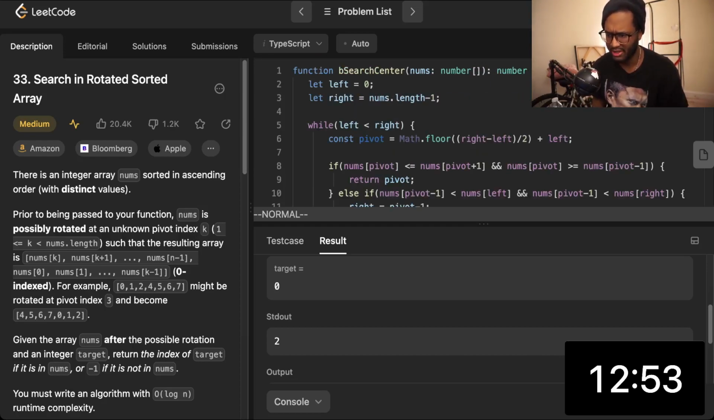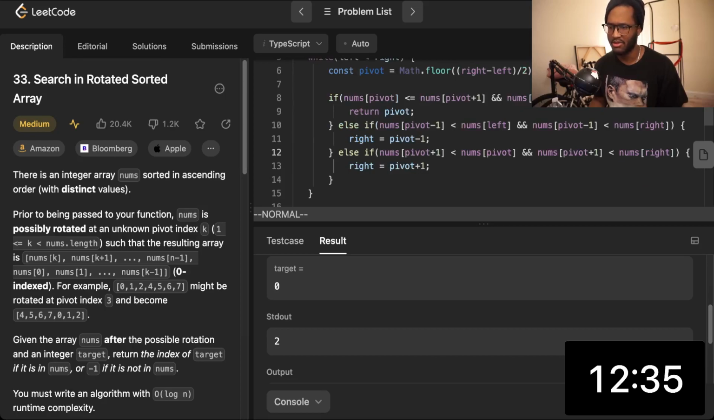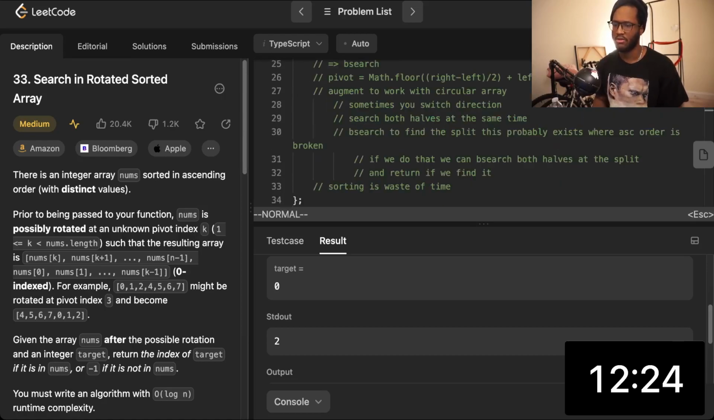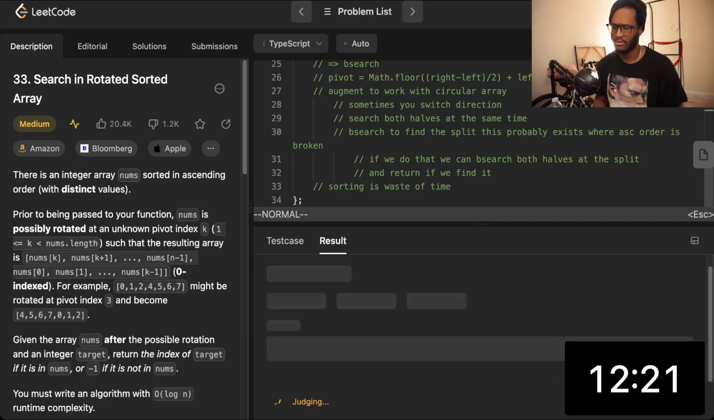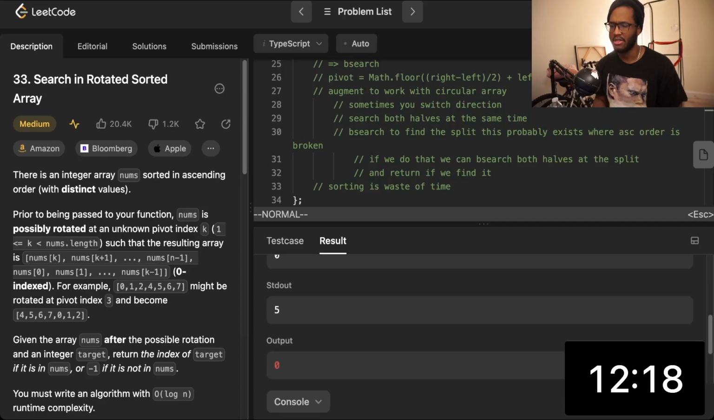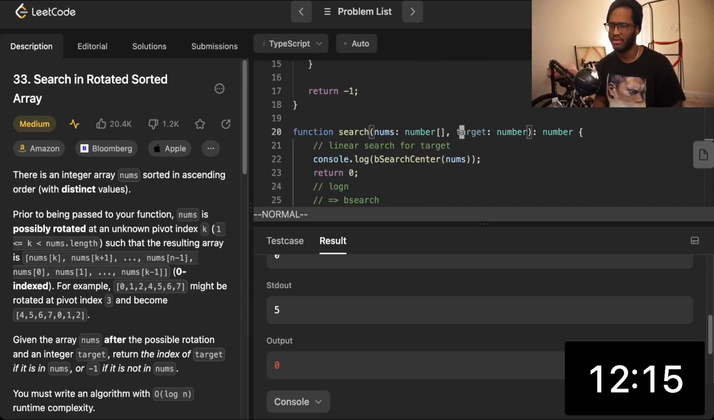Let me check that the code matches up. Nums sub pivot less than or equal to nums sub pivot +1 and nums sub pivot greater than or equal to nums sub pivot -1. Else if pivot -1 is less than nums left, right equals pivot minus 1. STD out 5 to print -1.